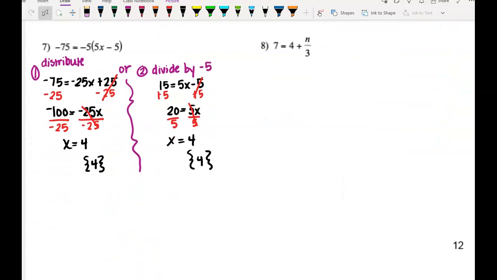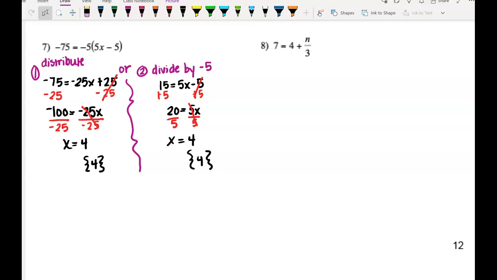Then I had you do number 7 on your own, and I showed it both ways, but most of you, I think, did it method number 1, where you distributed the -5. One of the key things I saw in that one, though, was a lot of people forgot about their negatives. Make sure we're paying attention to the signs. A negative times a negative is always going to give us a positive, and a negative times a positive is always going to give us a negative. So we have to be careful with those values.